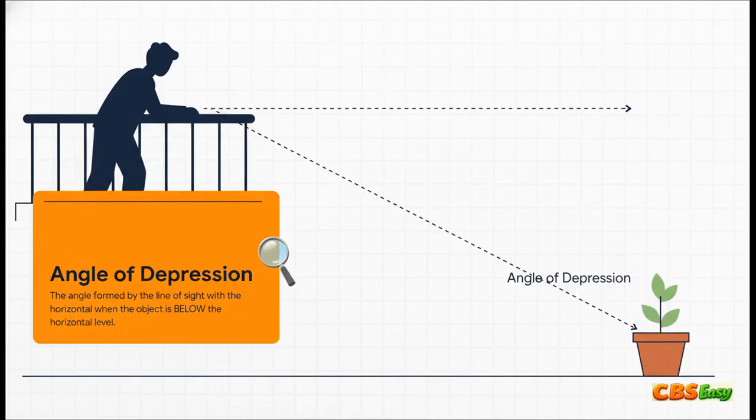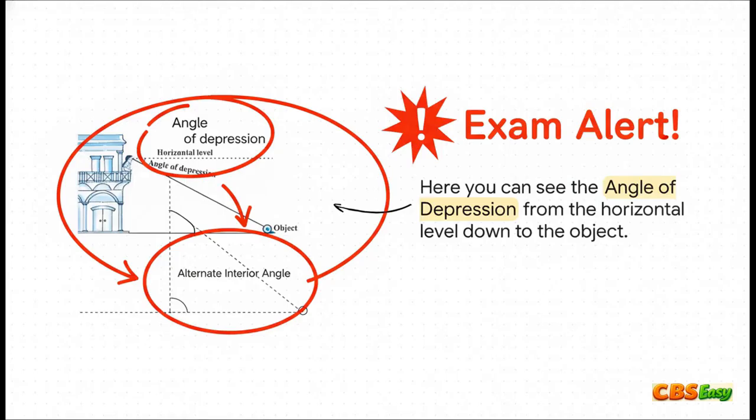It's being depressed. Now pay really close attention to this image, because this is a huge exam alert. Notice how the angle of depression is technically outside the triangle we're going to work with. This is a super common trap. So to solve the problem, you'll have to use your geometry skills and remember that because of alternate interior angles, it's actually equal to the angle inside the triangle.